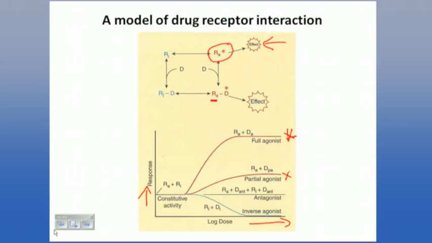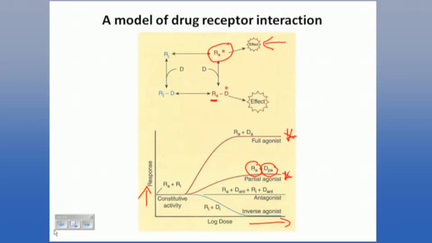This particular curve here represents a partial agonist. Here we see that the drug does indeed bind to the activated form of the receptor, but no matter how much drug you give, shown here along the x-axis of increasing concentration or increasing dose of the drug, the dose response curve plateaus out. You cannot induce a further increase in agonist action. This is referred to as a partial agonist.